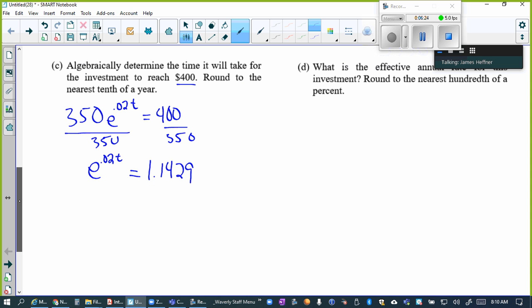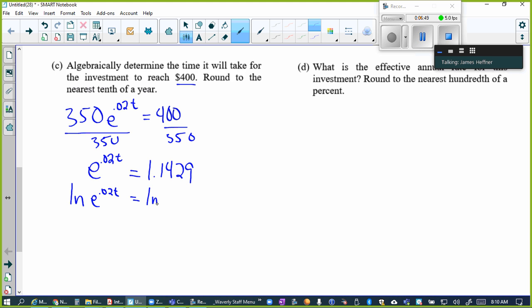Okay, so I want to get that variable t out of the exponent. And it's a natural exponential, so I'm going to take the natural log of both sides, right? So the natural log of e to the 0.02t. This is a little bit different than what we did yesterday, right? We don't really need to bring the exponent out front because the natural log undoes the natural exponential.